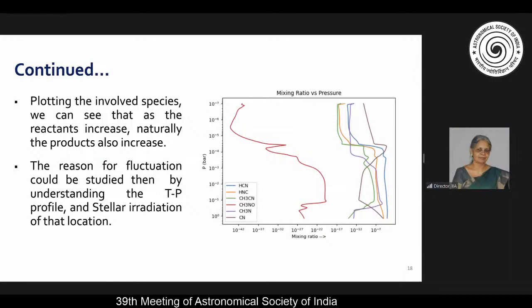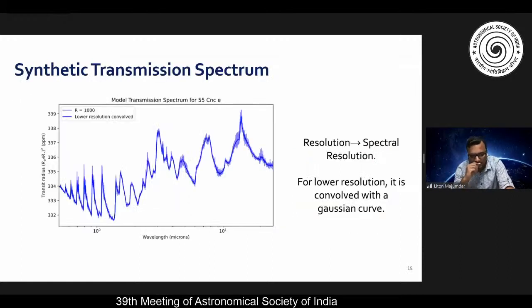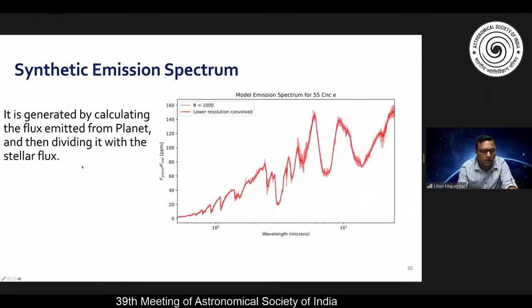Yeah. So when you have access to these mixing ratios, we can generate the synthetic transmission spectrum that I mentioned based on the required spectral resolution. And this is the transit depth. Then we can also generate the emission spectrum, which is, if we assume the planet is hot enough, then we can also see the black body spectrum from such a planet.